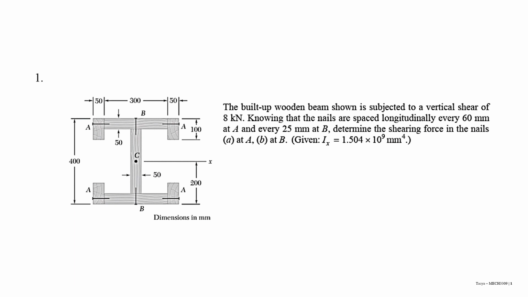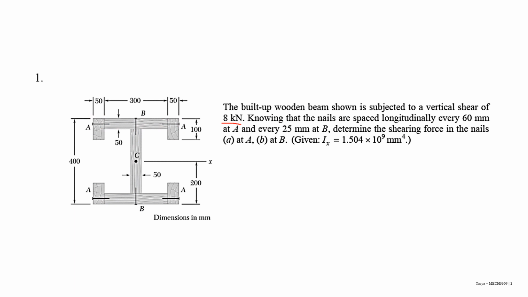In question 1, there is a built-up wooden beam as shown here with its dimensioning, of course, and it is subjected to a vertical shear of 8 kilonewton. Do not forget to write this down as a note to make the analysis process easier. It turns out that this beam is also attached with nails. You can see the nails here, here, here, and so on.